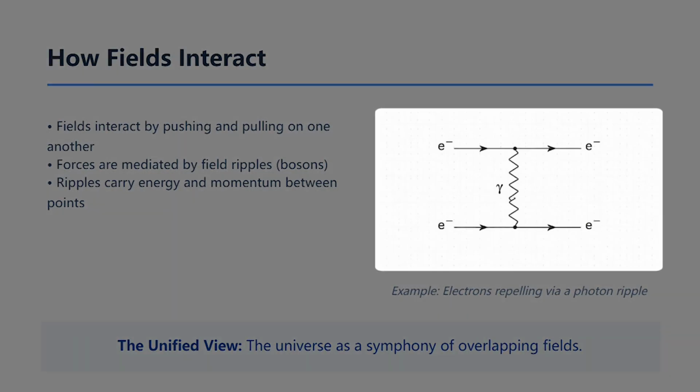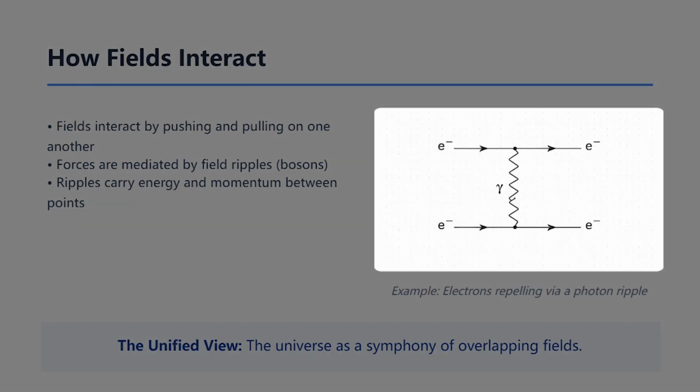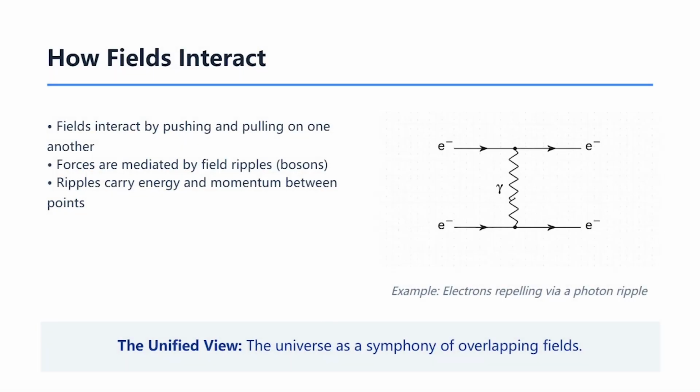Look at this visualization. Instead of particles colliding like billiard balls, imagine waves in a pool influencing the movement of other ripples nearby. This is how the grid communicates. Take two electrons, for example. They never actually touch. Instead, they repel each other by exchanging a specific ripple in the electromagnetic field, a photon. It's like a messenger wave telling them to move apart.